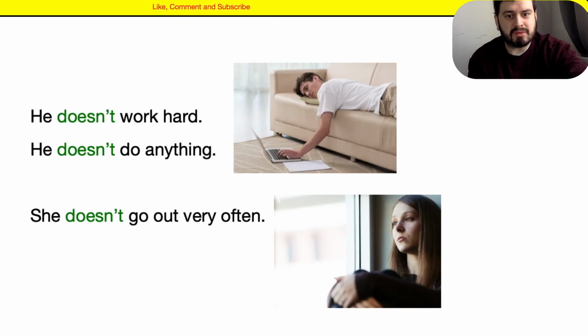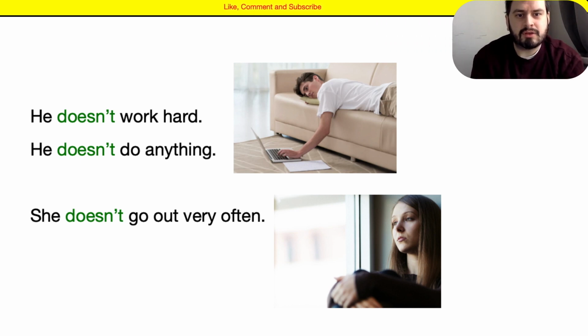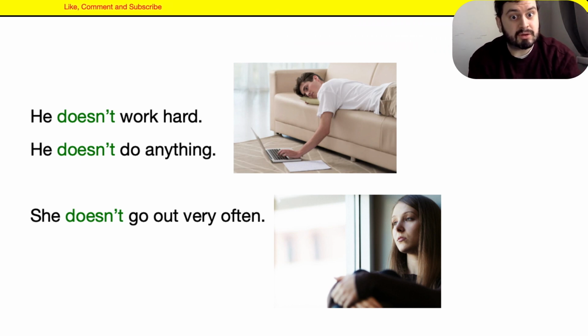Here are some good examples of some negatives. He doesn't work hard. Lazy boy. He doesn't do anything. Notice here, yes, do is an auxiliary verb, but do can also be the main verb too. So we can say doesn't do. We don't say doesn't anything. We say doesn't do anything. The two do's here are different. One is the auxiliary verb do, the other is the main verb do. Remember. She doesn't go out very often. She's a recluse. You can see that. She doesn't go out very often.